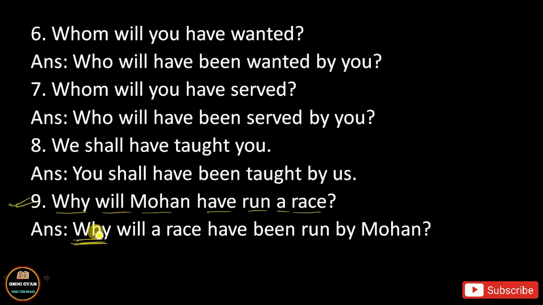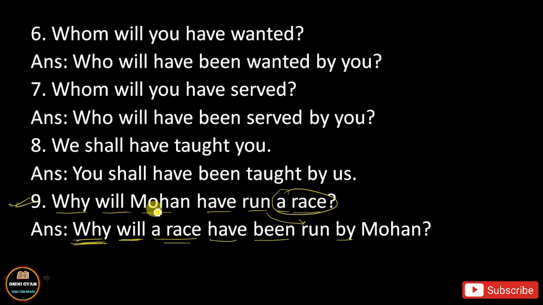So why will a race, race is the object, put the object, why will a race, and then have, and then been, and then this is already in third form. Run, this verb is already in the third form. You use the same verb, run. Why will a race have been run?